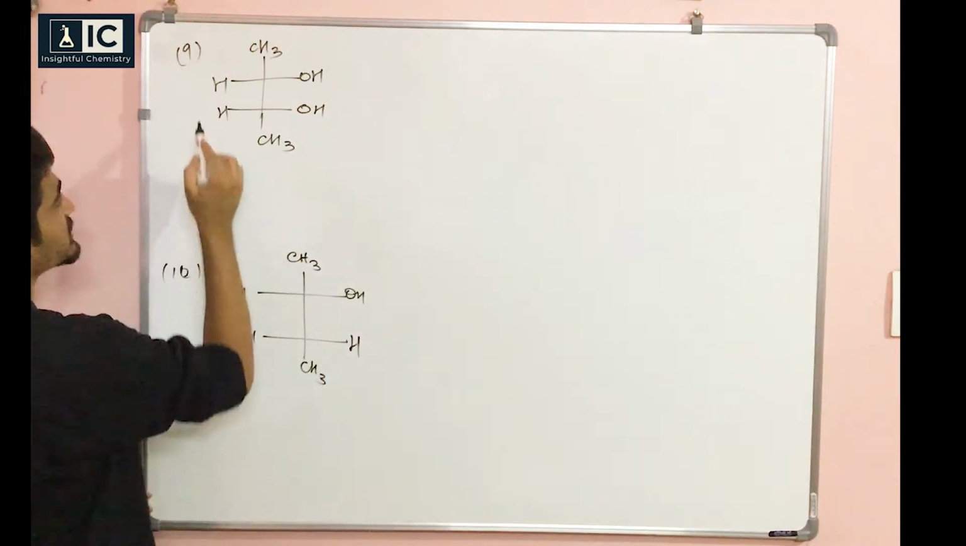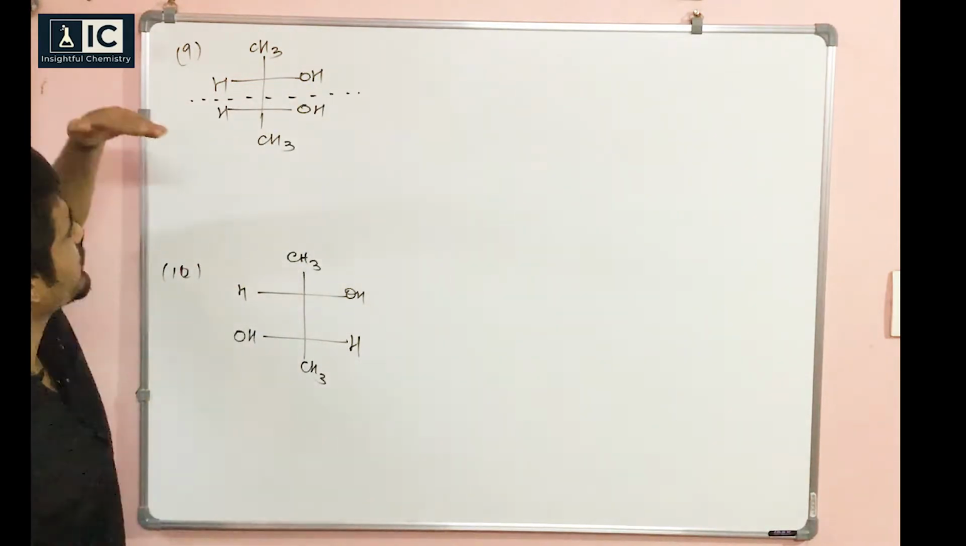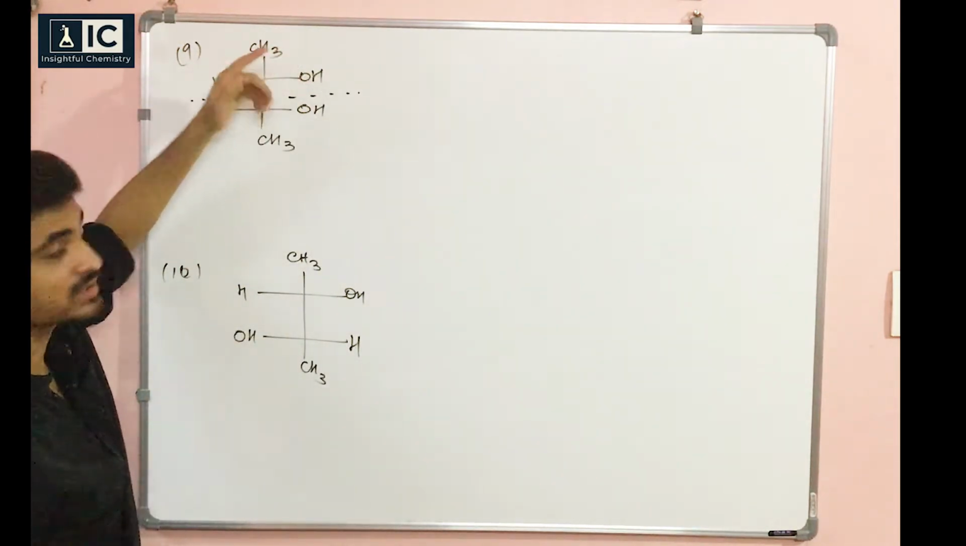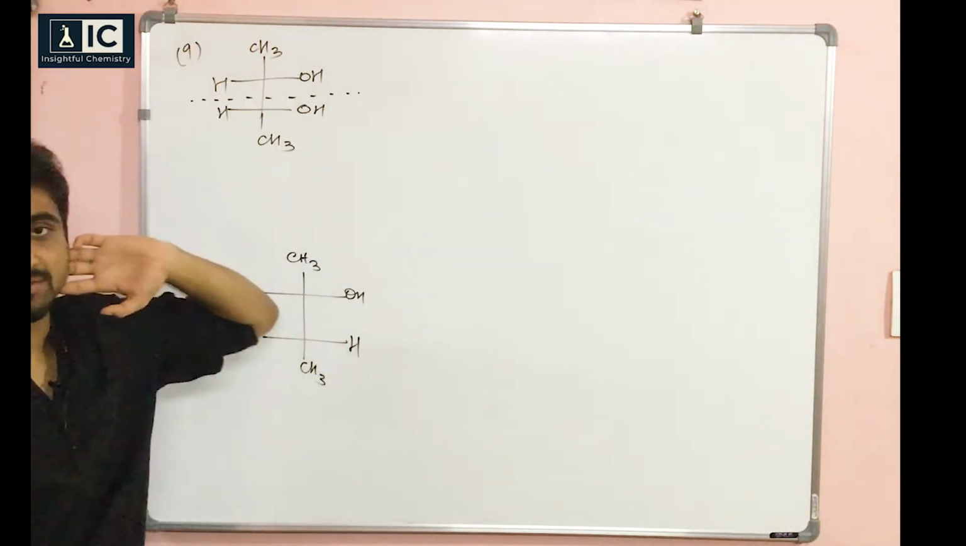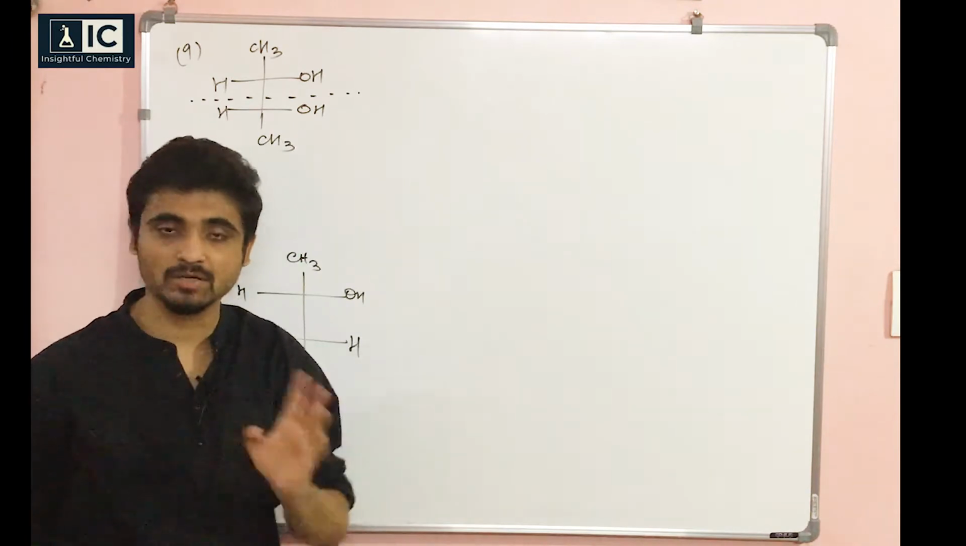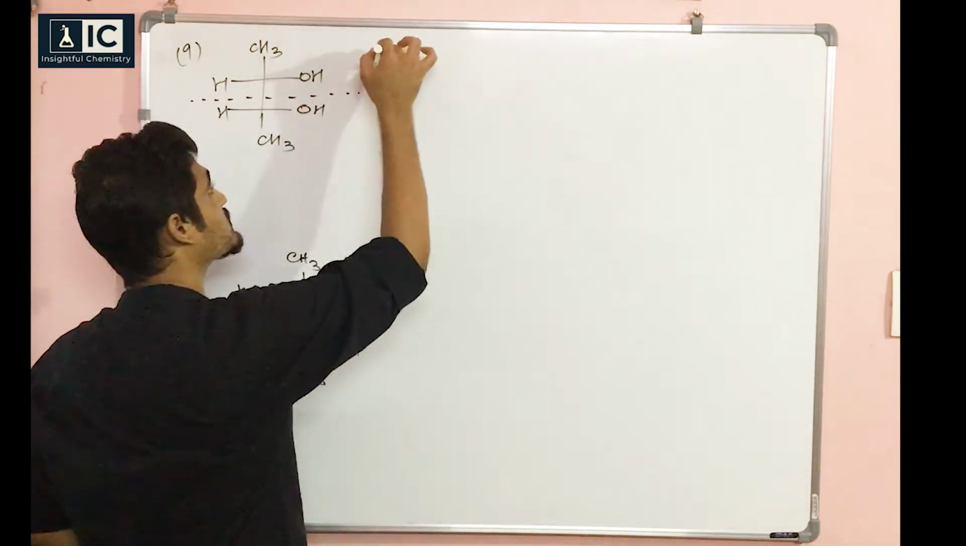So this is Fischer projection. If I see this one, if I cut it from the center, I can see OH in front of OH, H and H in front of each other, and CH3 in front of each other, right? So that is plane of symmetry. It is there, we can see. I can cut it in half. So there is plane of symmetry.